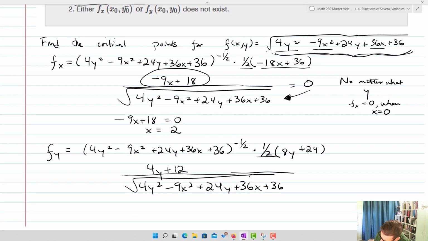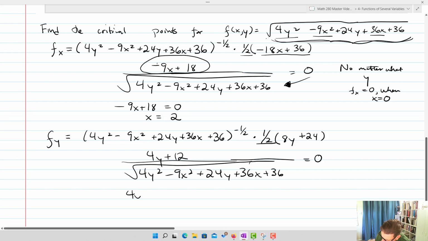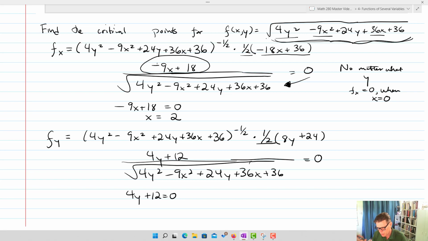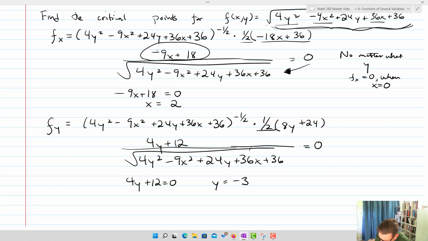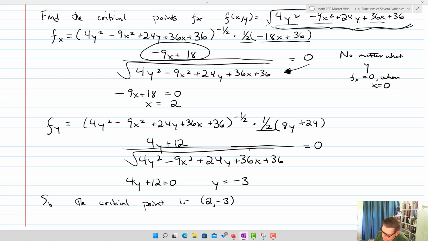We set that equal to 0, just like in our previous example. So that is actually just going to be when 4y plus 12 equals 0, because when the bottom equals 0, this is undefined. We just want to know right now when they equal 0. So this gives me that y is going to equal negative 3. So the critical point is 2, negative 3. And that's our critical point. So that's the first of them.